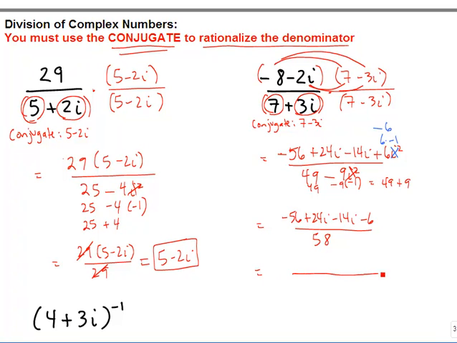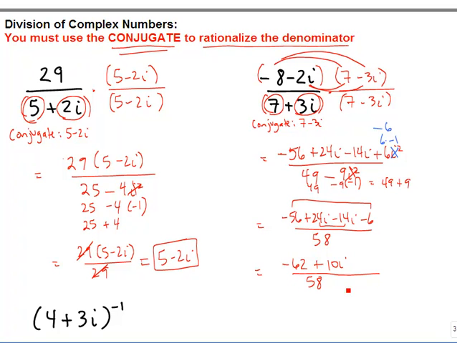Now we do have a couple of like terms on top, so let's combine. Negative 56 minus 6 is negative 62, and 24i minus 14i is positive 10i, all over that 58.